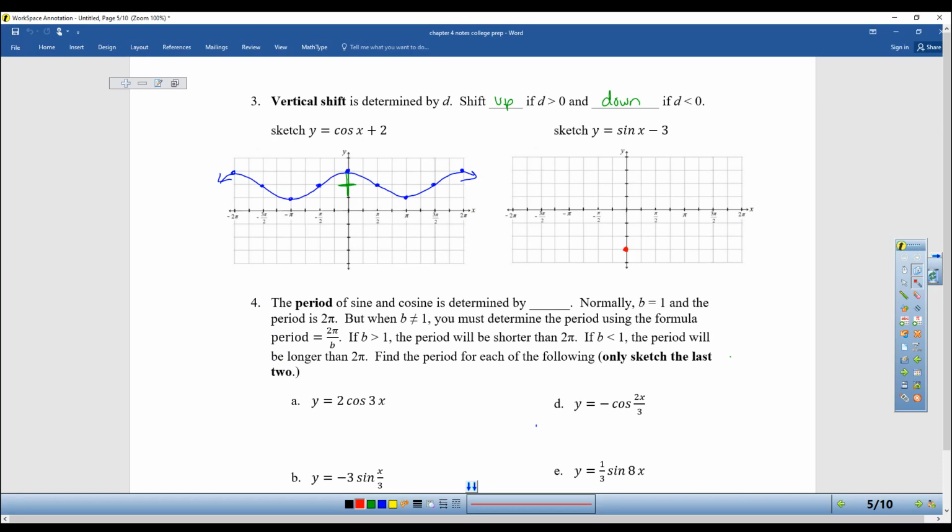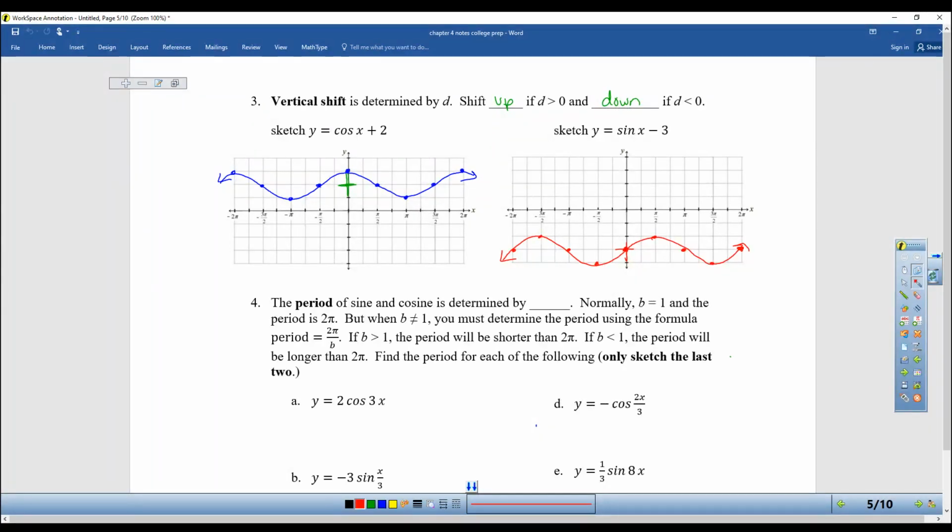And then sine starts at 0, ends at 0, and in the middle it's 0. Sine of pi halves is 1, but this is my new origin. So from that origin, here's 1, and from that origin, here's negative 1. And you do have to keep going. You have to be able to follow a pattern. So it's going to look like this. Okay, there you go. That's sine of x minus 3.